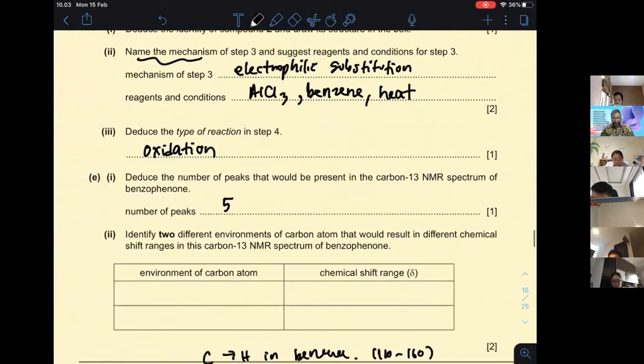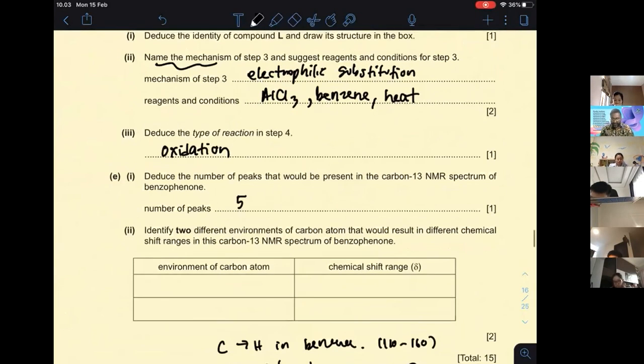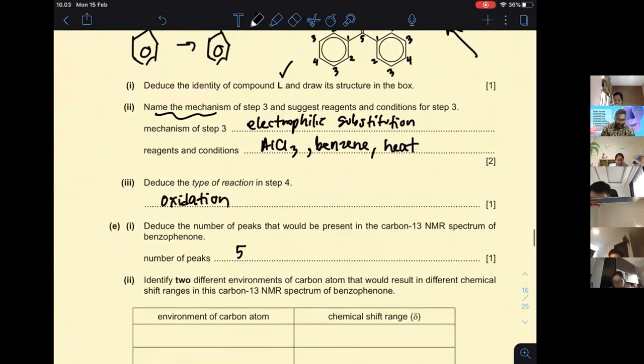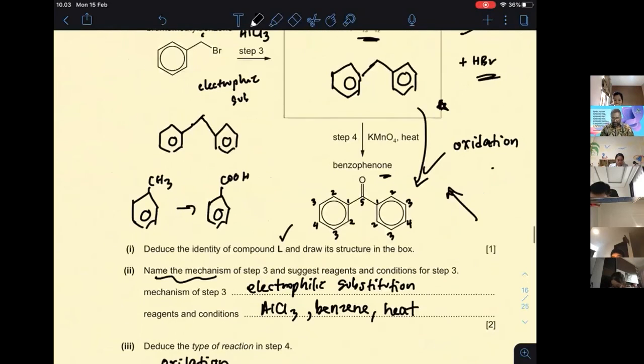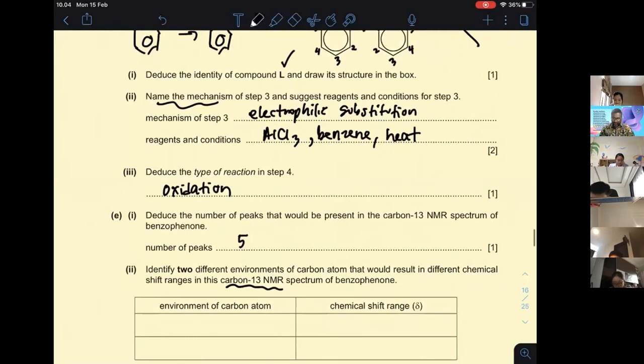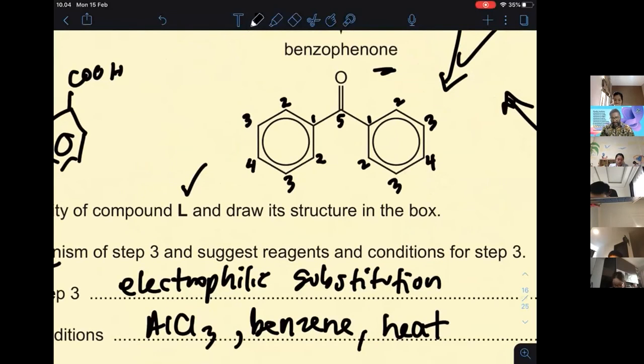Then identify 2 different environments of carbon atoms that will result in different chemical shift ranges for carbon-13 NMR. For carbon-13 NMR, please take note, we need to look into benzophenone. Maybe I can talk about the carbon that is attached to the normal benzene. I can also talk about this environment, but I think the easier one is this, because it's a carbonyl group, a ketone group. So maybe I'm expecting these two.